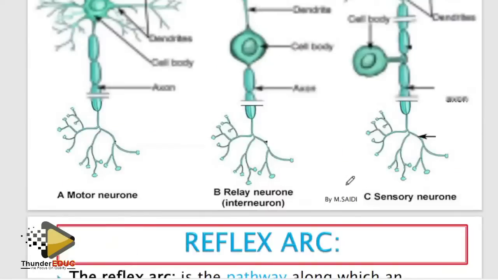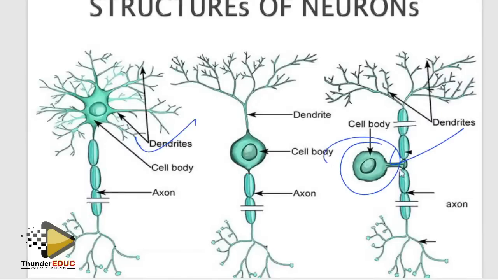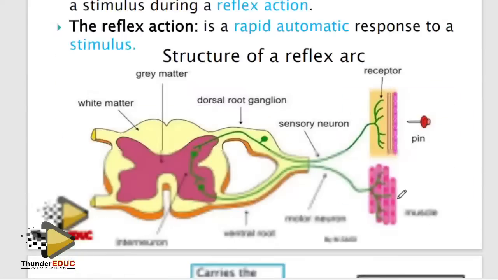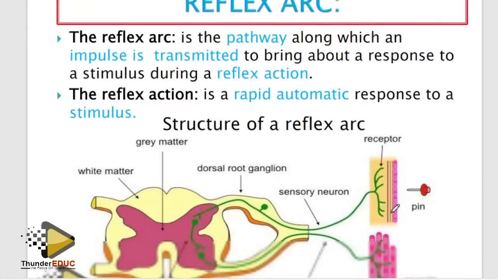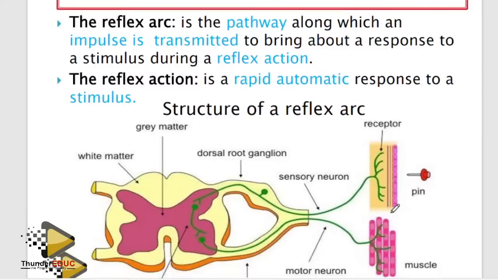How do I differentiate between them? The cell body is along the sensory neuron, while in this one it is at the beginning or the terminal of the neuron. Simple. Reflex arc. We have 5 questions here. What is the reflex action? What is the reflex arc? Function of the reflex action. What happens if this is damaged? And then what happens if the other one is damaged? Simple. And then reflex arc is done.